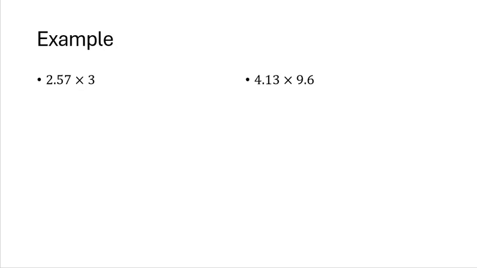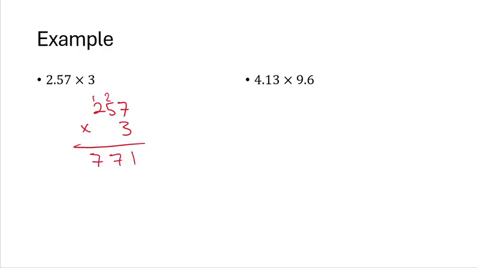So over here, 2.57 times 3. I am just going to write it out like normal. So 257 times 3. And you're just going to figure this out. 7 times 3 is 21. Put the 1, carry the 2. 5 times 3 is 15. Plus 2 is 17. The 7, carry the 1. 2 times 3 is 6. 6 plus 1 is 7.